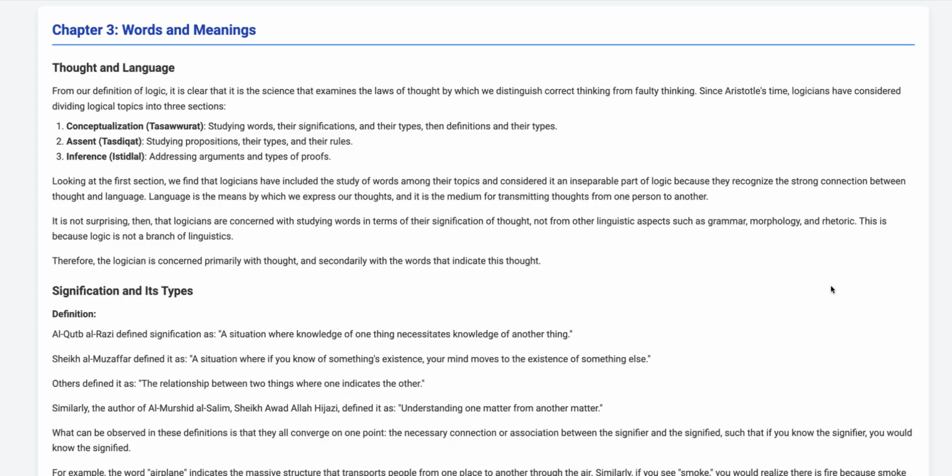What that means is dalala. So the word is a dalil, and what it indicates, what it signifies, is called dalala. You can also say dilala. There's a difference of opinion about which one of those is afsah, dilala or dalala.